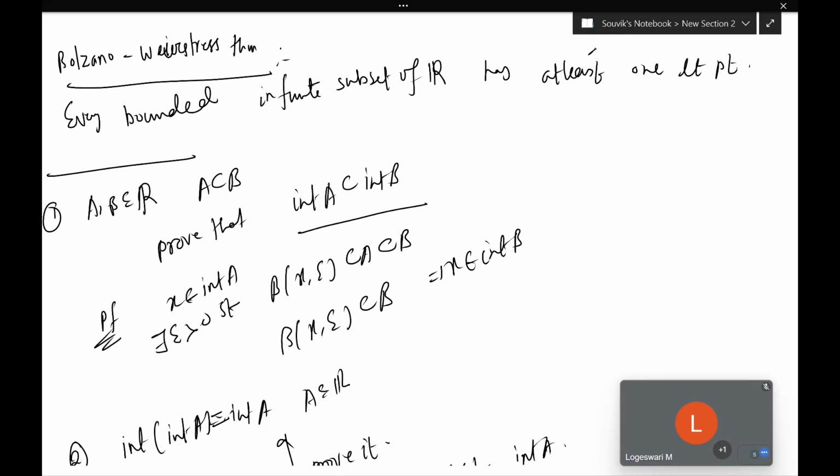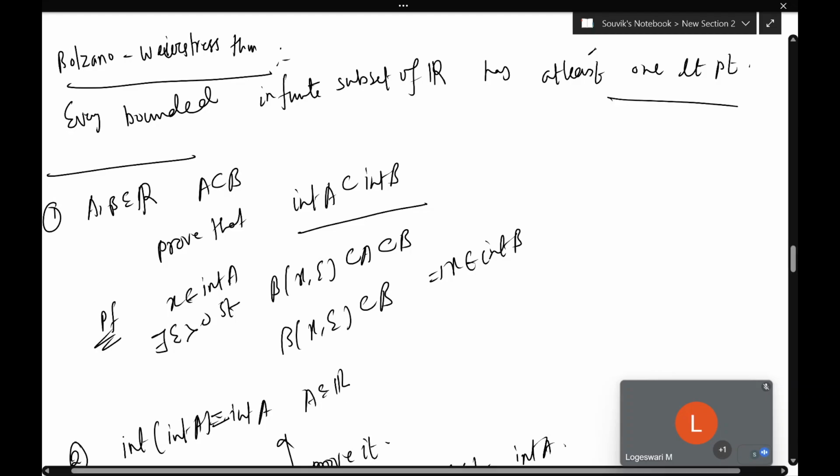Now let's come to the Bolzano-Weierstrass theorem, which tells us that every bounded infinite sequence of R has at least one limit point. We are not going to prove this. Probably we can see the proof in the lecture. Here we are just recalling this theorem. So come to the next problem.